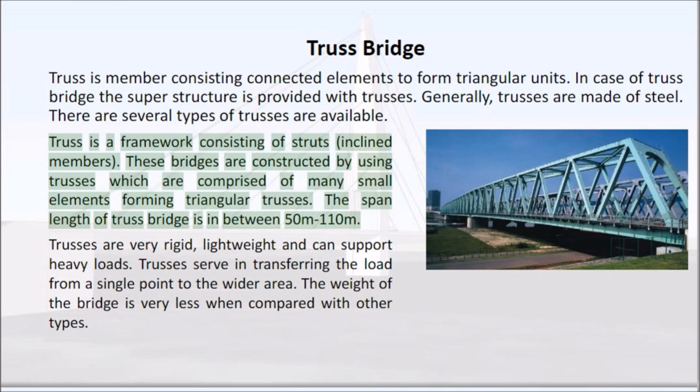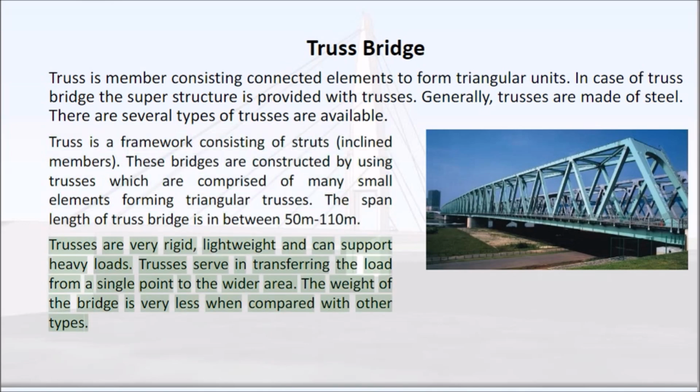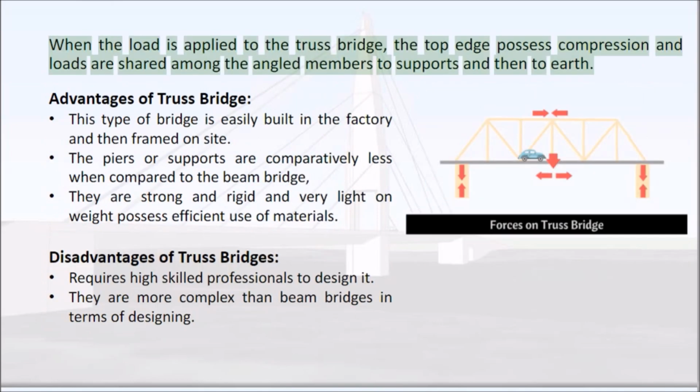The span length of a truss bridge is between 50 and 110 m. Trusses are very rigid, lightweight and can support heavy loads. Trusses serve in transferring the load from a single point to a wider area. The weight of the bridge is very less when compared with other types. When the load is applied to the truss bridge, the top edge possesses compression and loads are shared among the angled members to supports and then to earth.